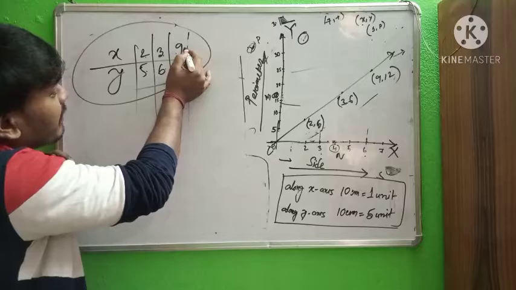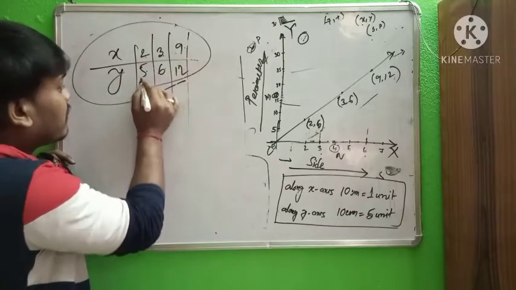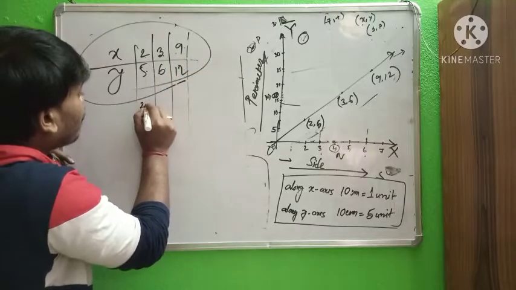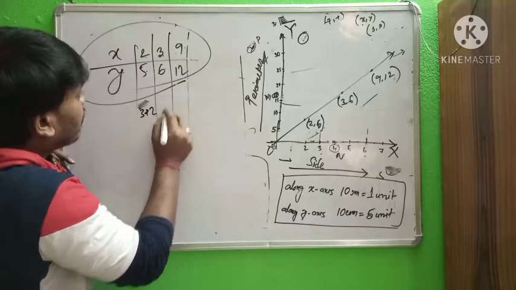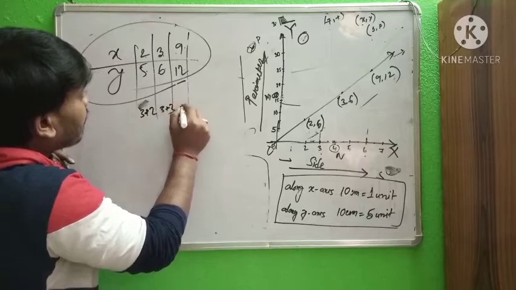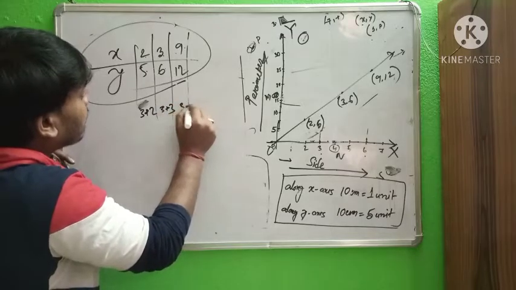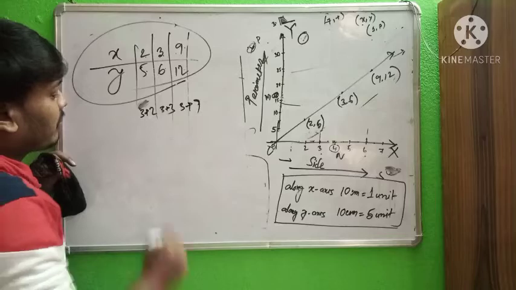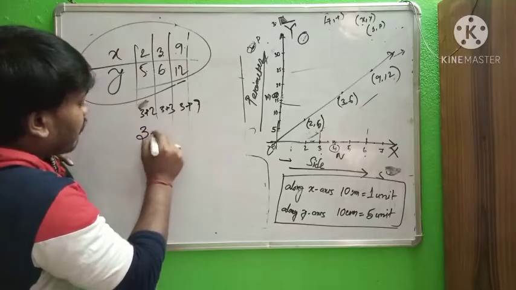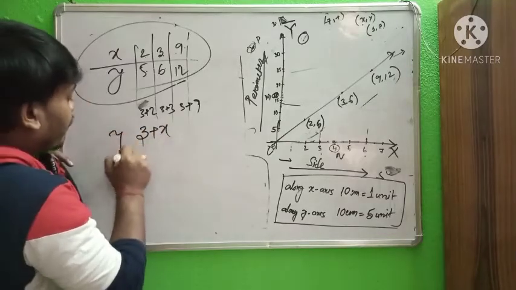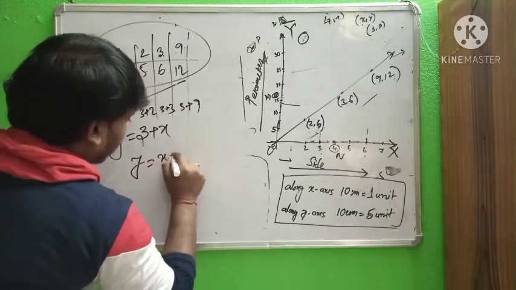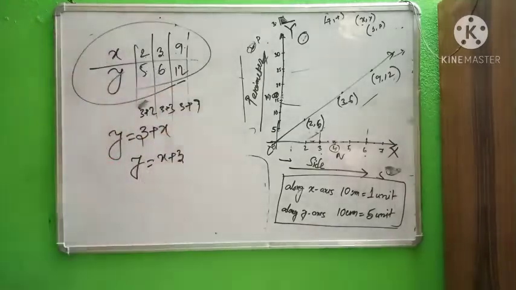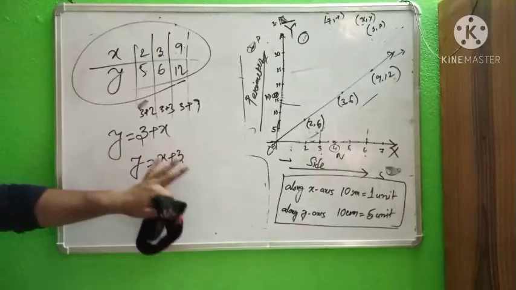That means this value plus 3 equals this value. So this value can be written as 2 plus 3, 3 plus 2, 3 plus 3, 3 plus 9. So 3 is constant. If the equation is y equal to 3 plus x, or y equal to x plus 3, by comparing you can find the equation of the line.